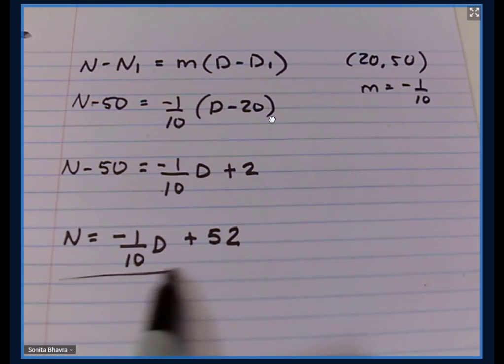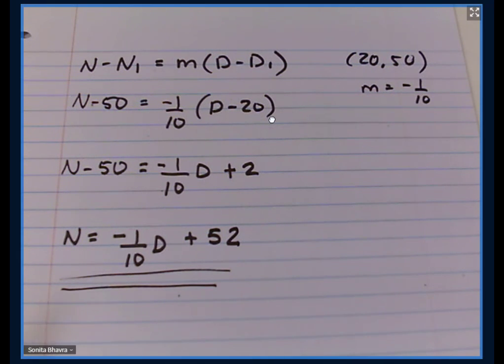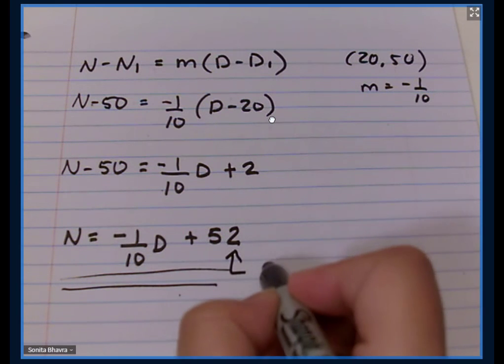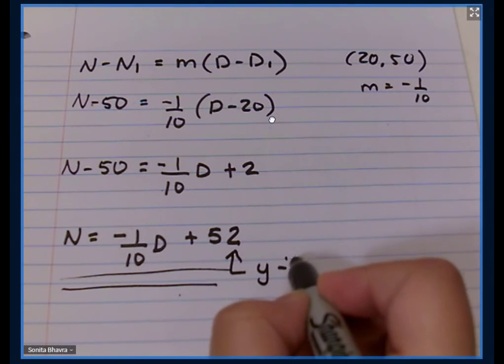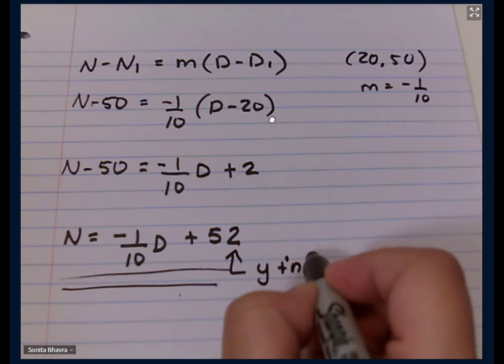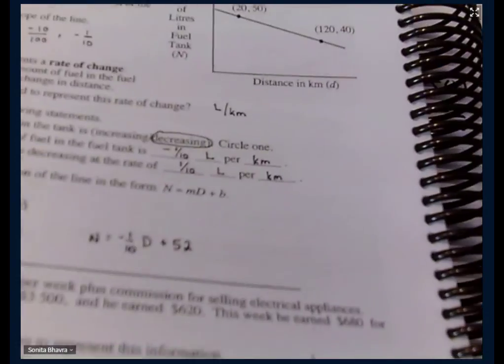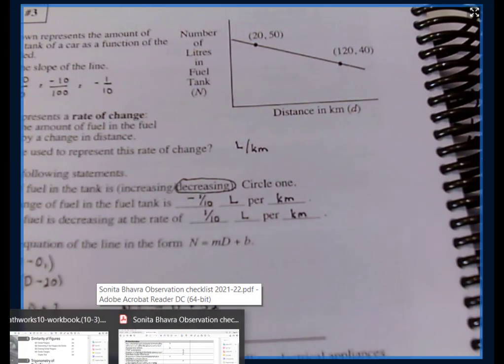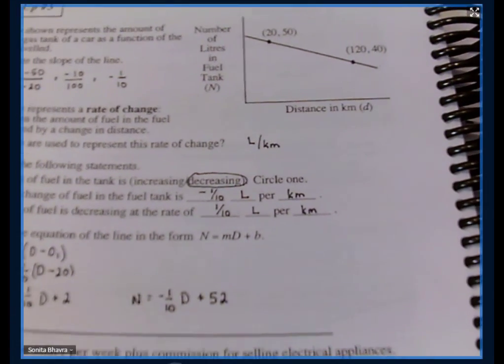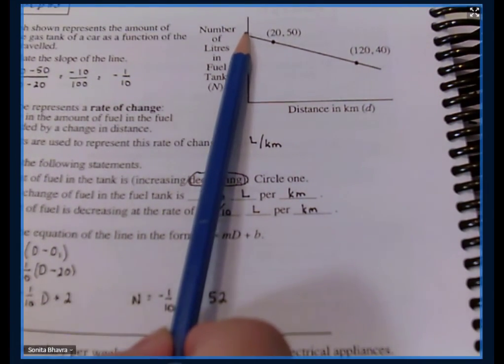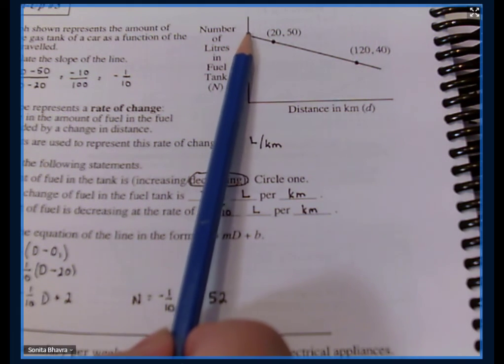All right, so that is now in the y equals mx plus b form. And this here represents the y-intercept. And our slope is still negative 1 over 10. So if we look at our graph again, where the graph is crossing here, that value would be positive 52.